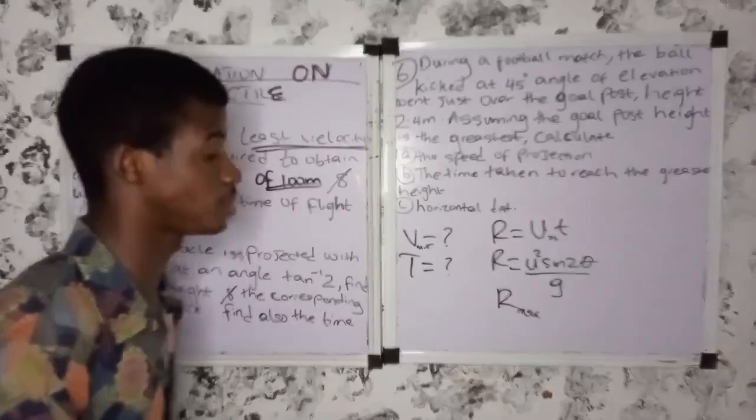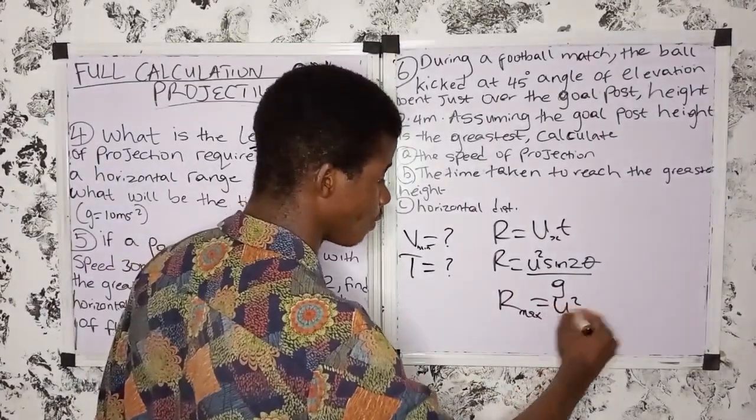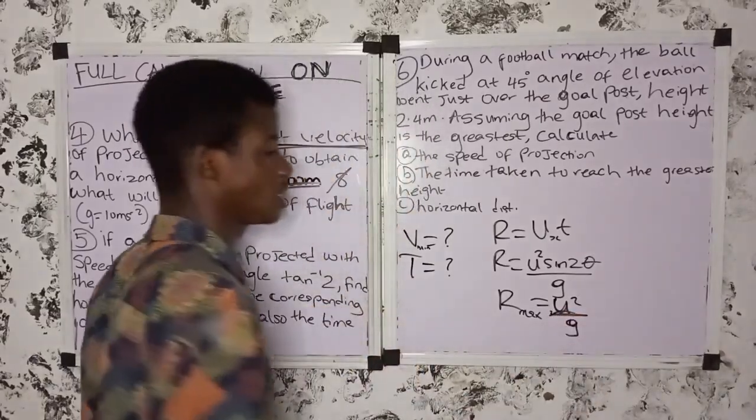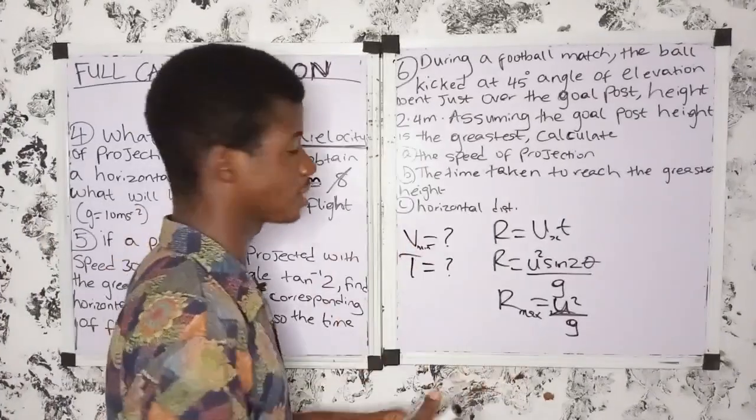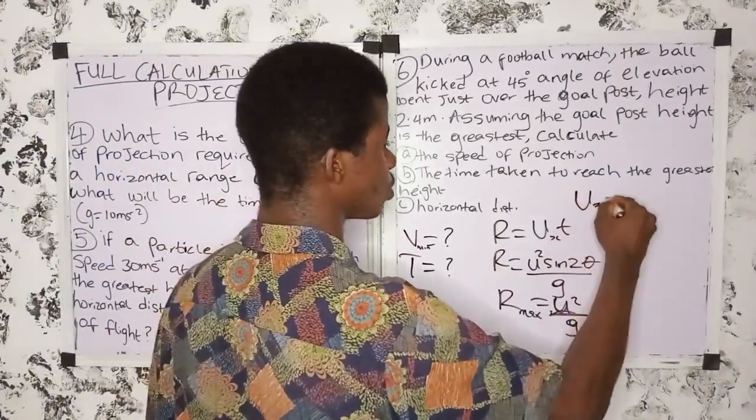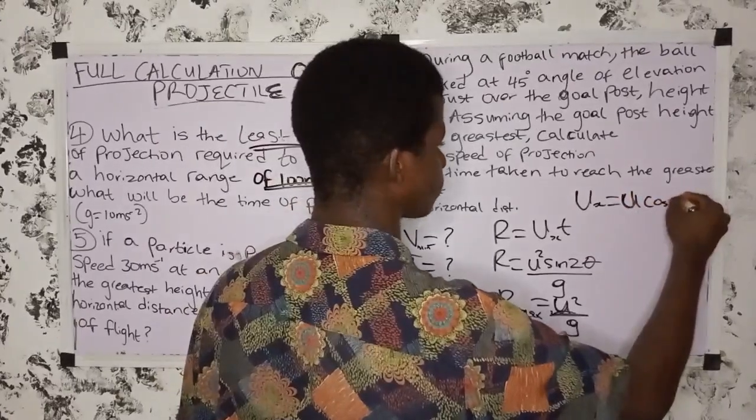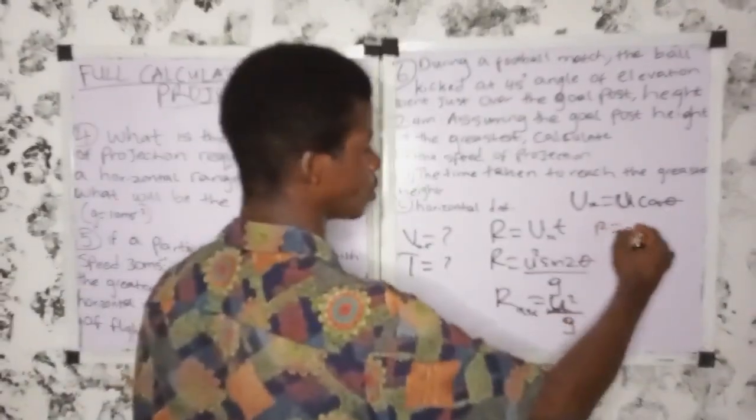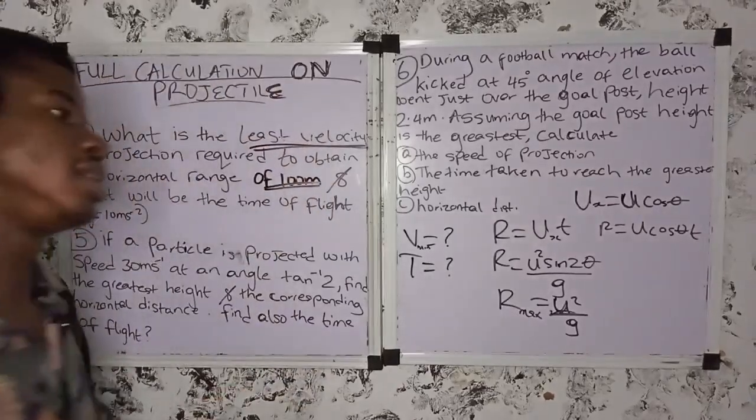I also gave you that when range is maximum, the formula is r equals u squared over g, right? Remember, in the previous class I told you u(x) is equals to u cos theta. So inputting this in, r equals u cos theta t, right?